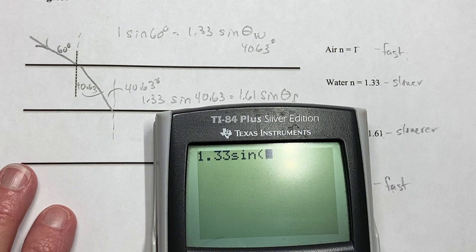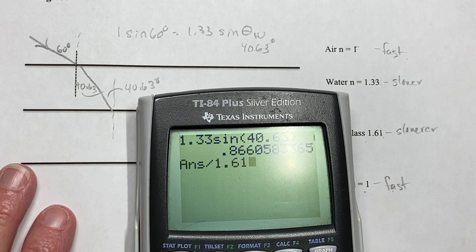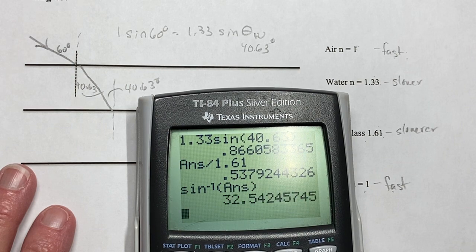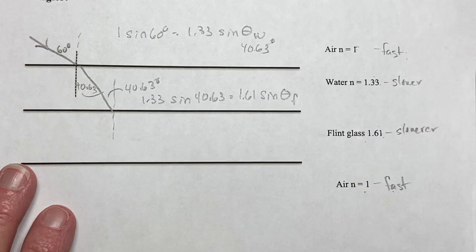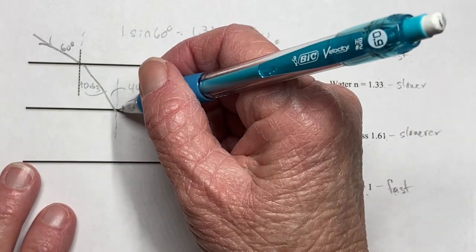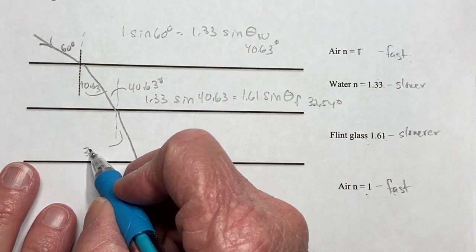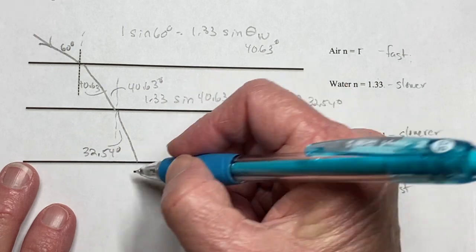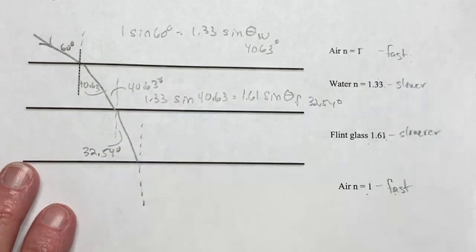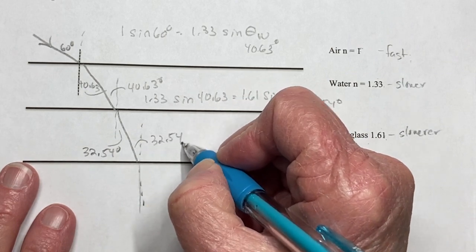1.33 sine of 40.63, enter. And then we're going to divide by 1.61. And then second sine, second answer, 32.54. It is getting closer, so 32.54 degrees. So I'm going to make that even smaller. I'm going to label it like this, 32.54 degrees, make a normal. That means, oh, that's not very straight, is it? So that one's also 32.54 degrees.